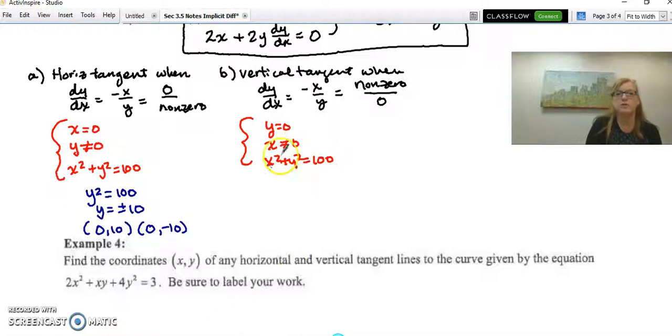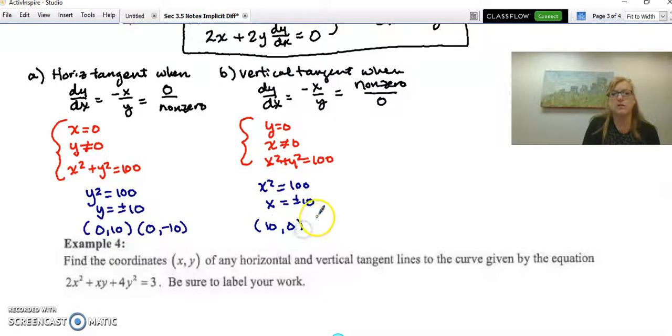So again, we solve by substitution, plug the y in, and very similar, x squared equals 100, x equals plus or minus 10, so 10, 0, and negative 10, 0. Now, even though I'm not saying that, I am making sure that I am checking that the y values that I get satisfy this statement and that x doesn't equal 0 here. Because if it did, you would have to throw those out as not being an answer.